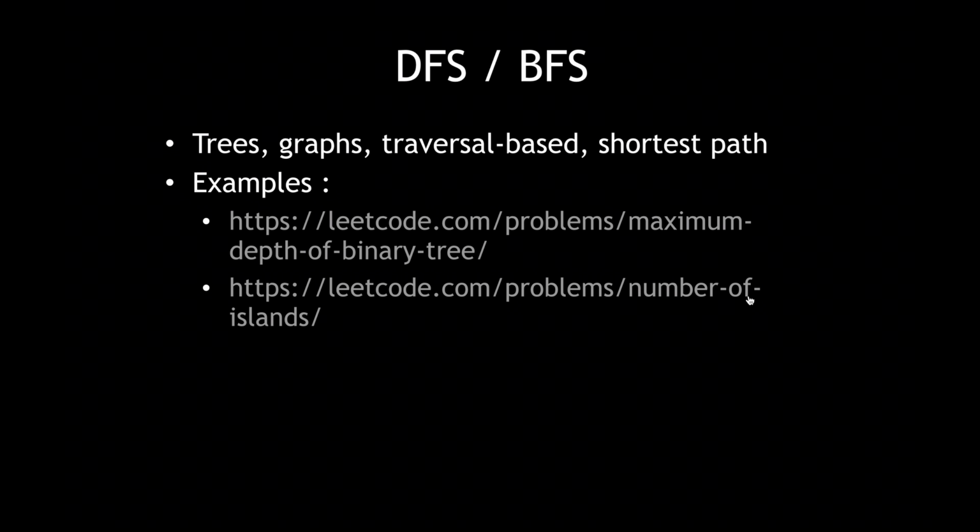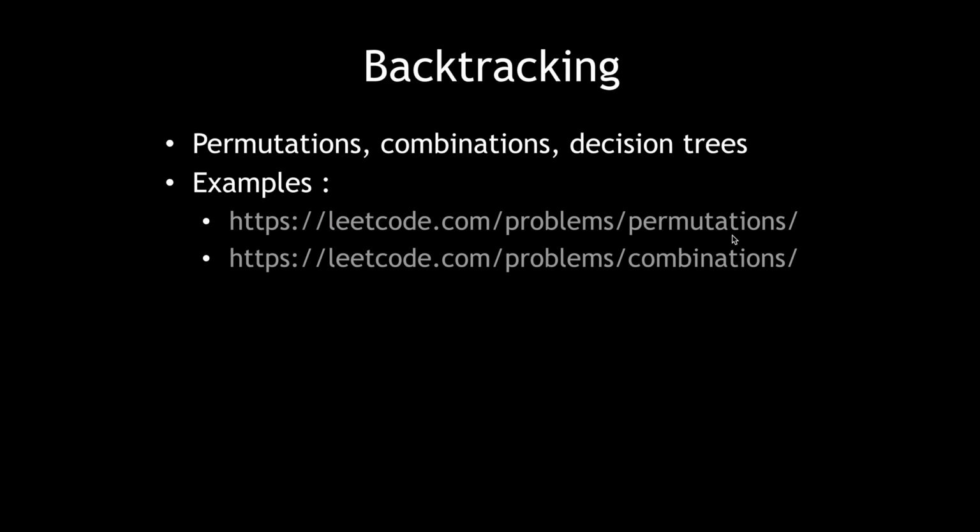The sixth pattern is called DFS and BFS. DFS stands for depth first search and BFS stands for breadth first search. It's used for problems where there are trees, graphs, traversal based problems including shortest path. Examples would be maximum depth of a binary tree, number of islands. The seventh pattern is called backtracking. It's used for permutations, combinations, and exploring decision trees. Examples would be permutations and combinations.